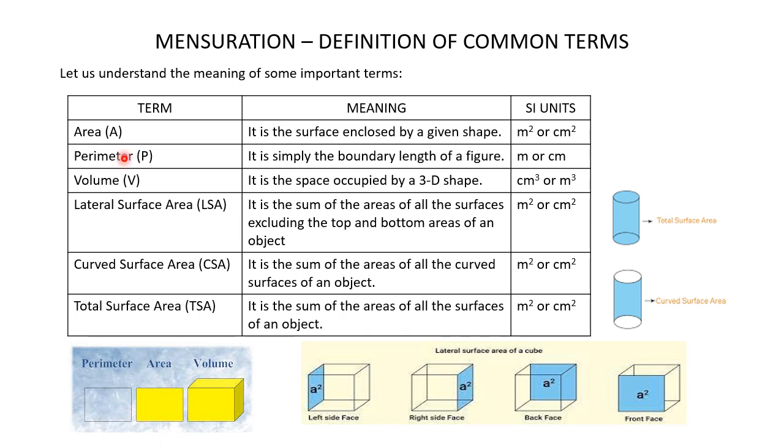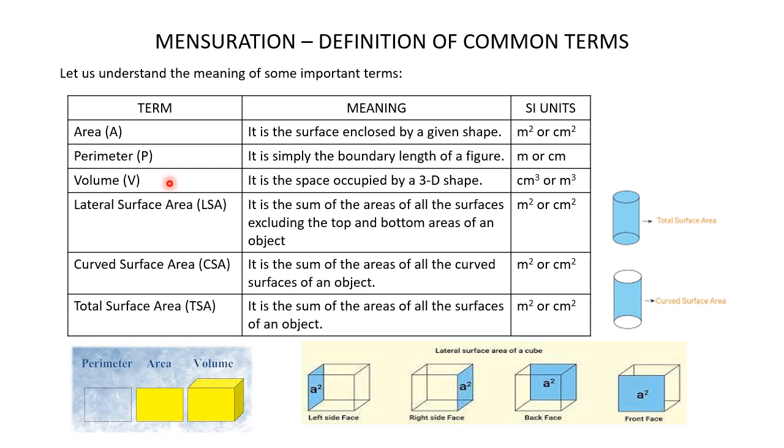Perimeter. It is simply the boundary length of a figure. The SI units of perimeter are meter or centimeter. In this diagram, the perimeter would be the boundary length of this rectangle. So this is the boundary of the rectangle. And this boundary length of the rectangle is the perimeter of the rectangle.